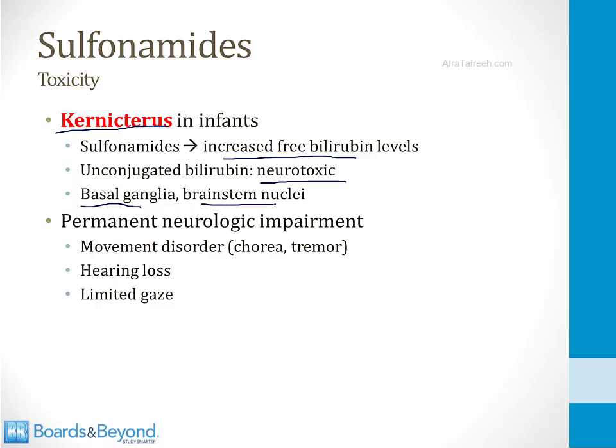So children who develop kernicterus for any reason, including due to the administration of sulfonamide antibiotics, can develop permanent neurologic impairment. It's often a movement disorder with symptoms like chorea and tremor. In addition, there can be hearing loss and limited gaze. This is a very serious consequence of high bilirubin levels in babies, and this is one of the reasons that sulfonamide antibiotics are avoided in pregnant women and young children.